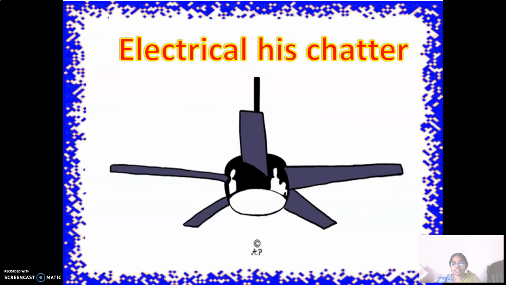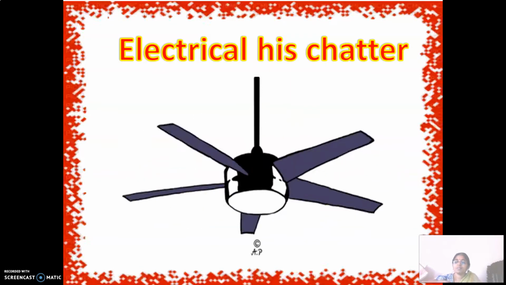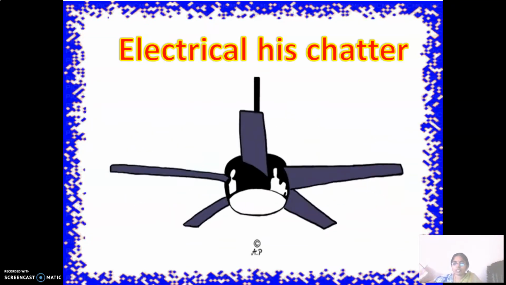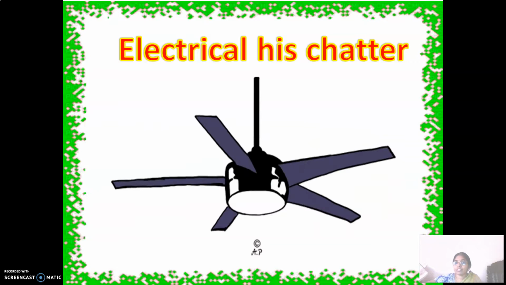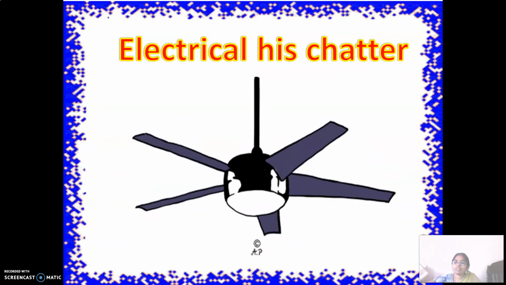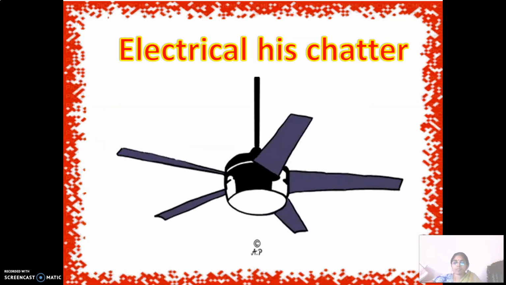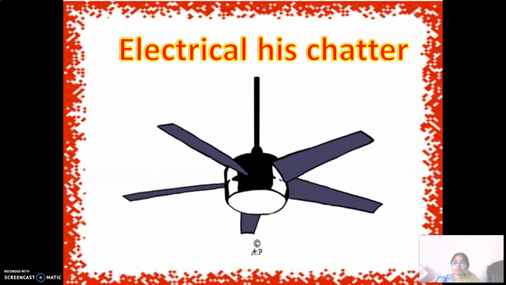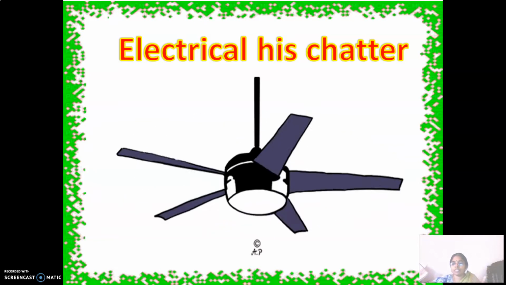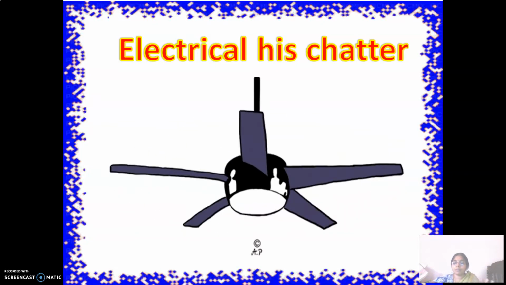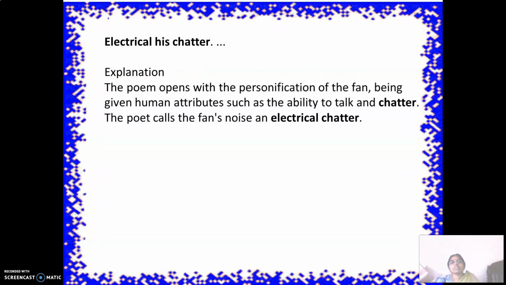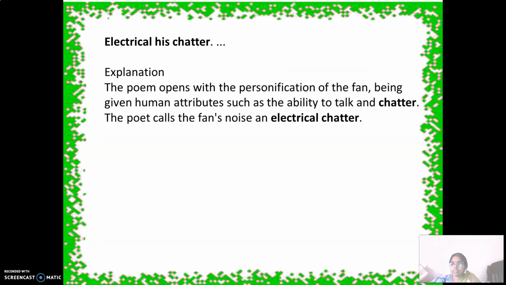Electrical his chatter. Chatter means what? Only humans will chatter. Don't be a chatterbox. Be silent. All that we will scold, isn't it? Chatter means always we used to talk. So electrical his chatter. Here a small grammar portion is included in this. That is called personification. Right? I'll explain this, then I'll go to the grammar part, right?